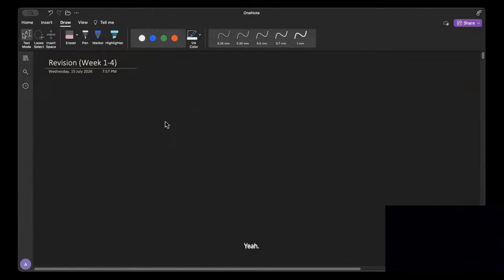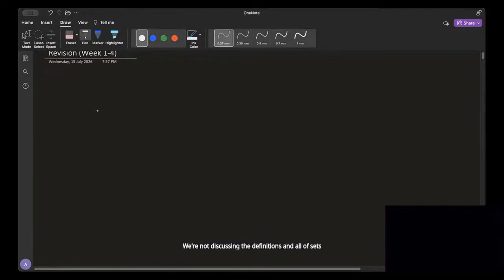Set. So first is a set, and we're not discussing the definitions and all of sets, like what is a set, what is a subset, and all of that. So we're starting directly from Cartesian products.